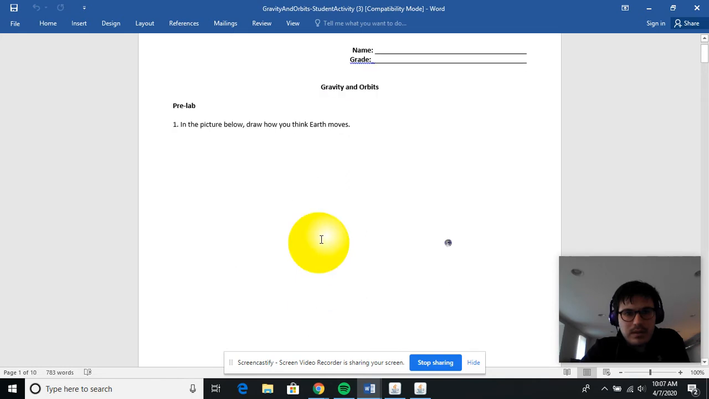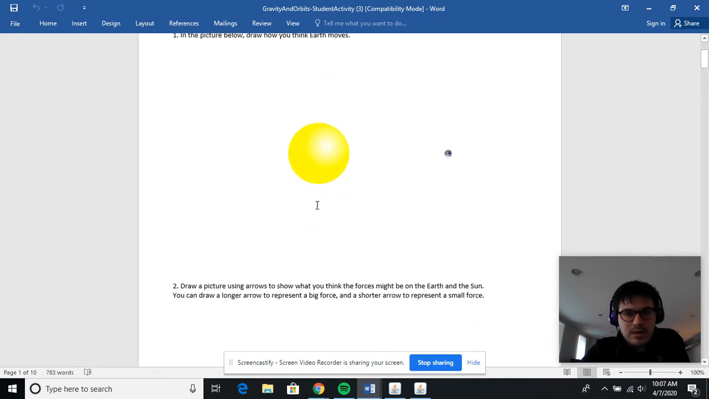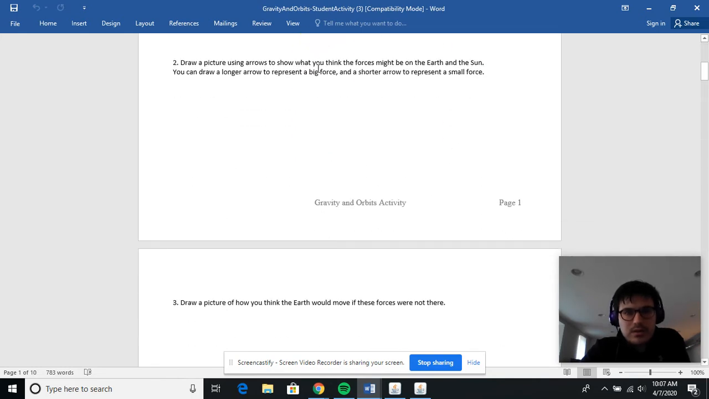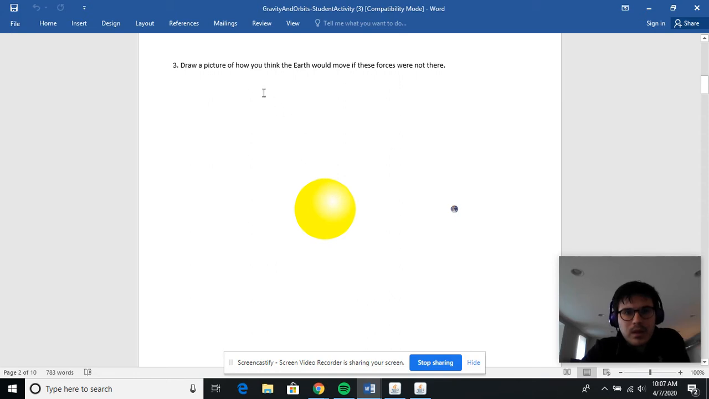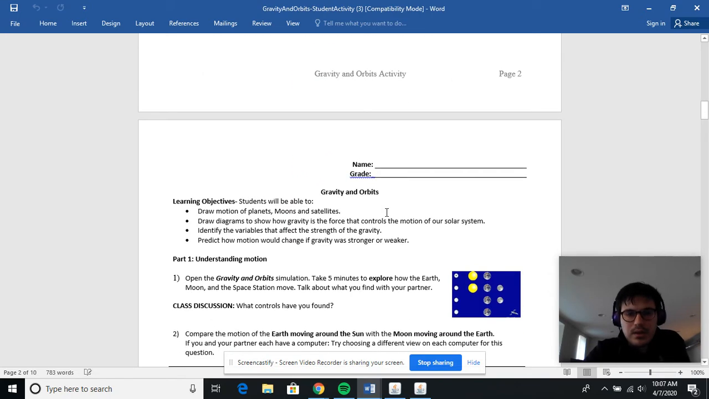You're going to draw how you think the Earth moves. This is the Earth. This is the Sun. Draw a picture using arrows that shows the forces that might be on the Earth and the Sun. There's no wrong answers here, just what you think. Draw a picture of how you think the Earth would move if these forces were not there. Hint, what would happen if there was no gravity between the Sun and the Earth? Again, pause the video, do that right now.